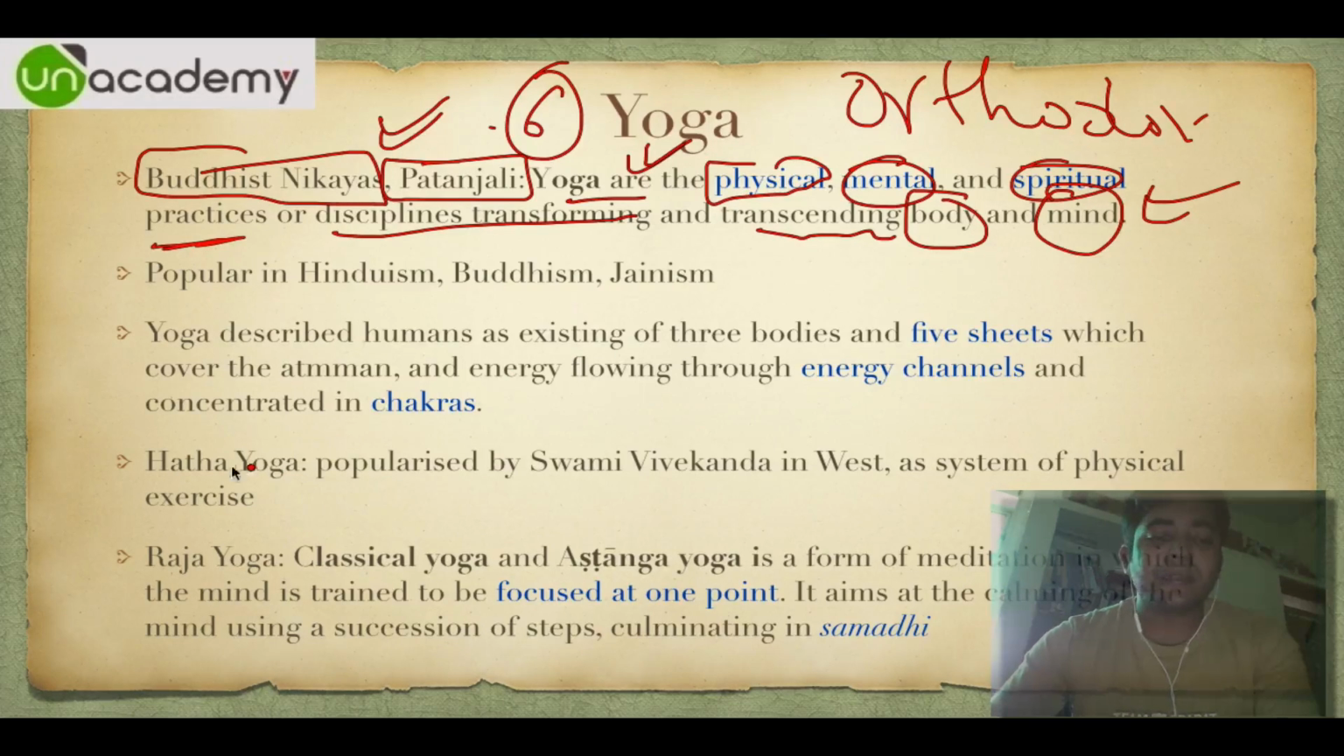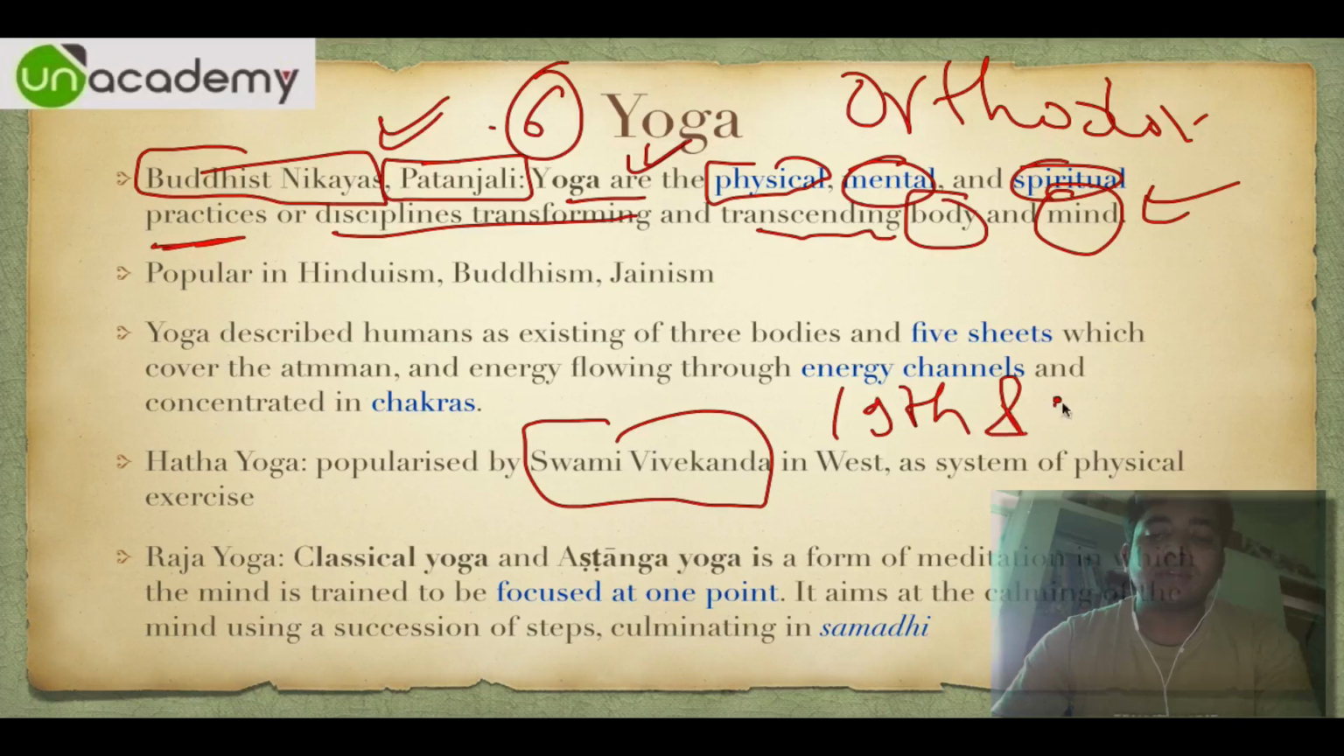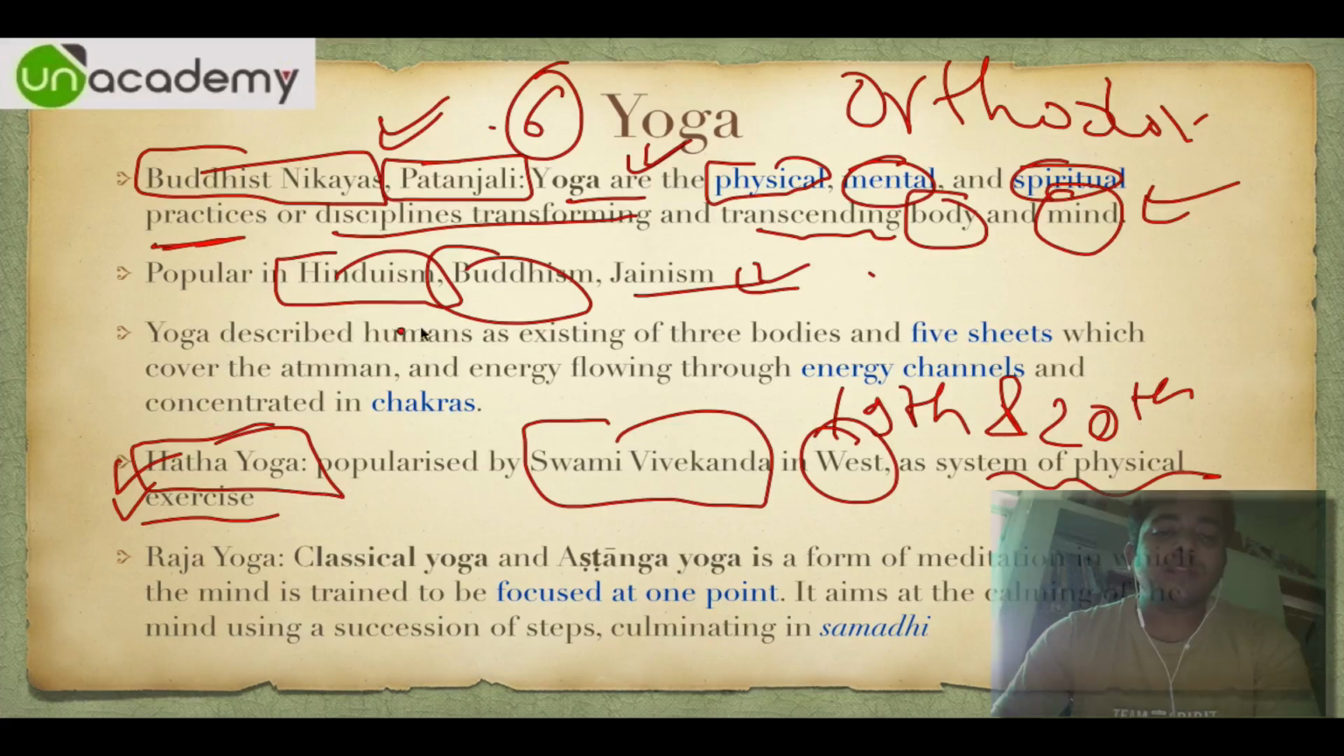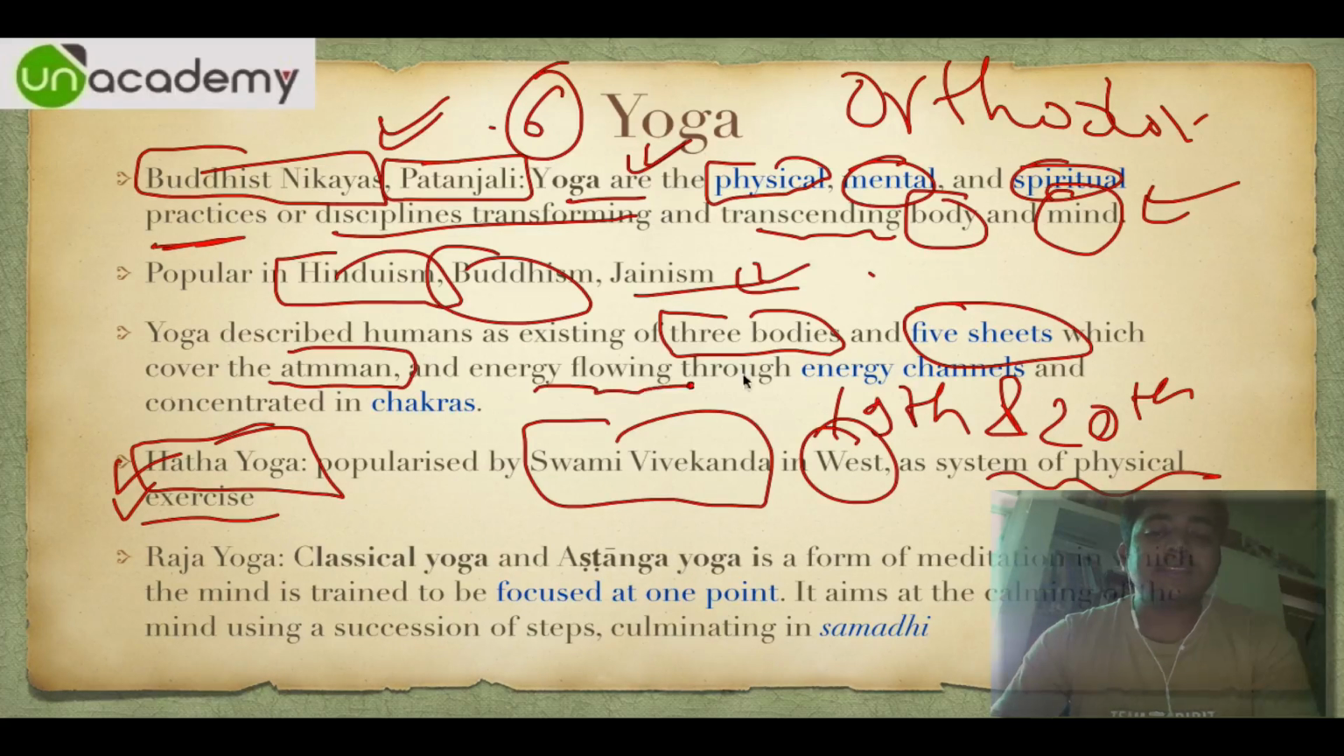So the physical part, which was popularized by Swami Vivekananda in the 19th and 20th century in the West, was a system of physical exercise. They are called Hatha Yoga. Yoga is popular in Hinduism, Buddhism and Jainism, and yoga described human existence as 3 bodies and 5 sheaths which cover the Atma, and energy flows through energy channels and is concentrated in chakras. Please remember these keywords, this is what they will ask.